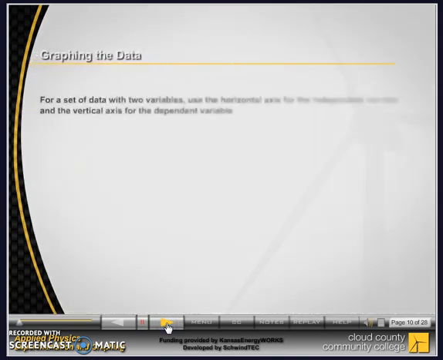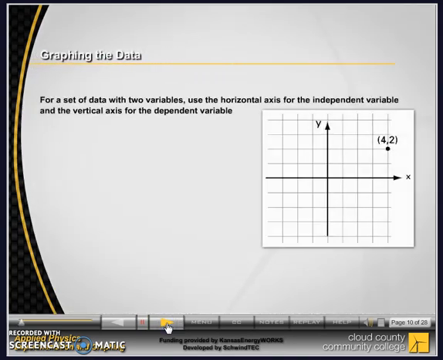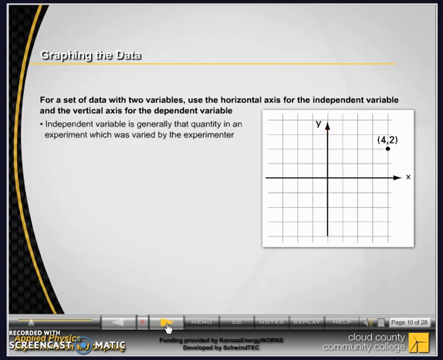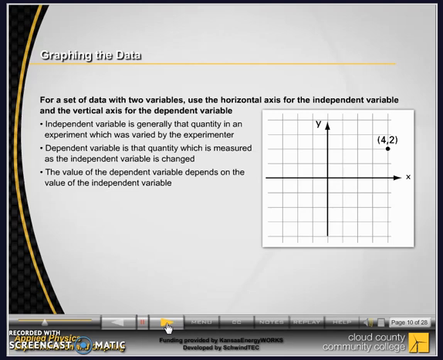For a set of data with two variables, it is customary to use the horizontal axis for the independent variable and the vertical axis for the dependent variable. The independent variable is generally that quantity in an experiment which was varied by the experimenter, while the dependent variable is that quantity which is measured as the independent variable is changed. The value of the dependent variable depends on the value of the independent variable.